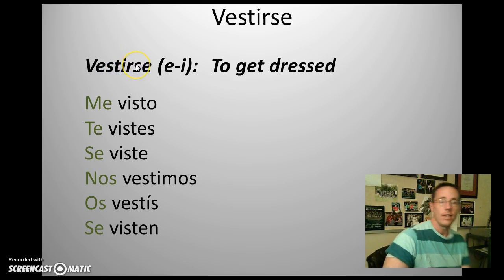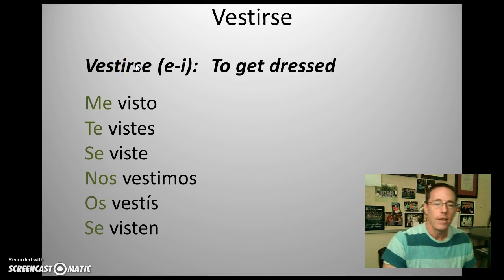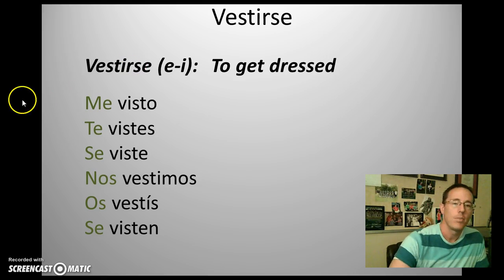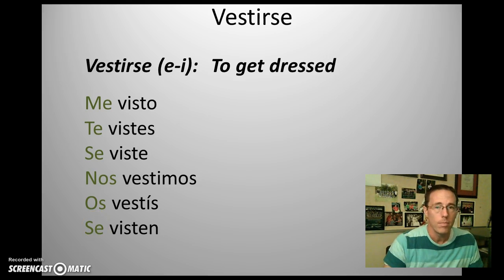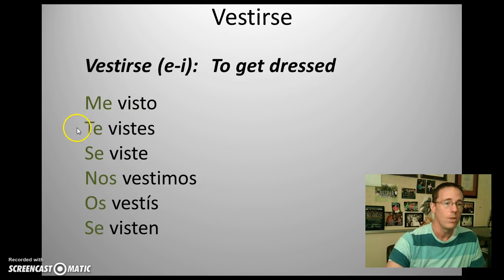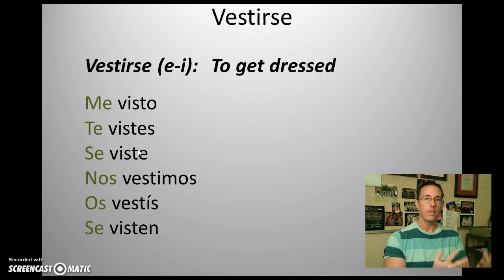Vestirse is another example of an IR reflexive verb. Again, we have the same reflexive pronouns, me, te, se, nos, os, or se. We could still choose to use subject pronouns as well as object pronouns. I can still say yo me visto, or tú te vistes, or él se viste, ella se viste, usted se viste. So we don't disregard the subject pronouns. These are simply in addition to.